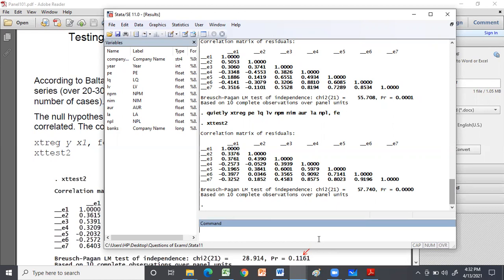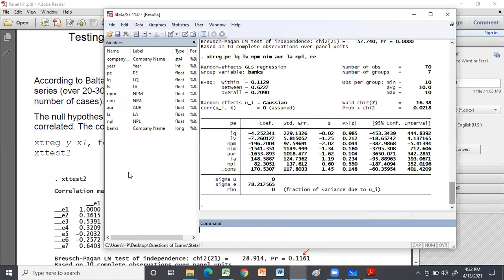In there, you just write down the command xtreg. Then your dependent variable PE and independent variables are given here. Put comma, then leave space, write RE. RE stands for random effect. Okay, and then press enter. You can see that the title is random effect GLS regression.